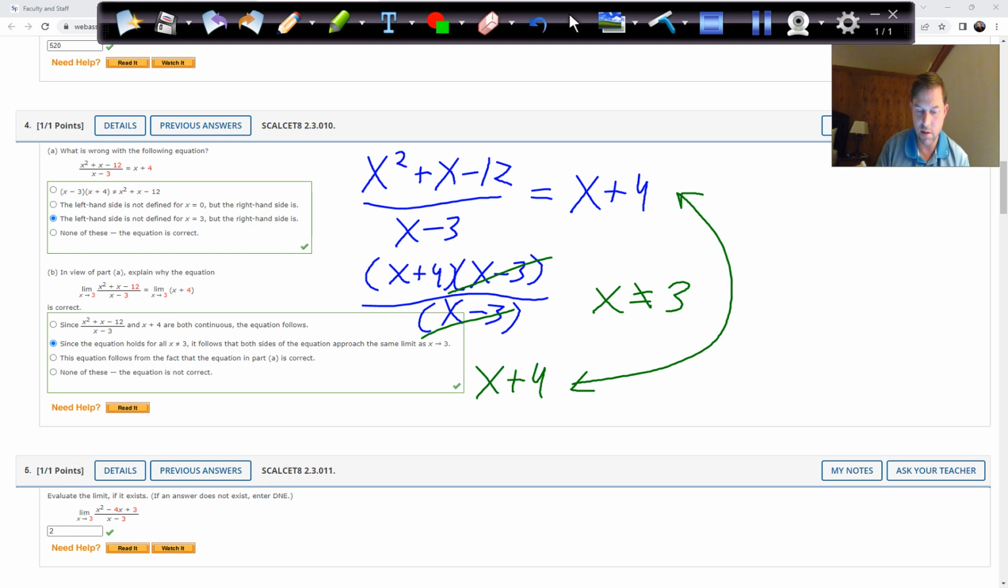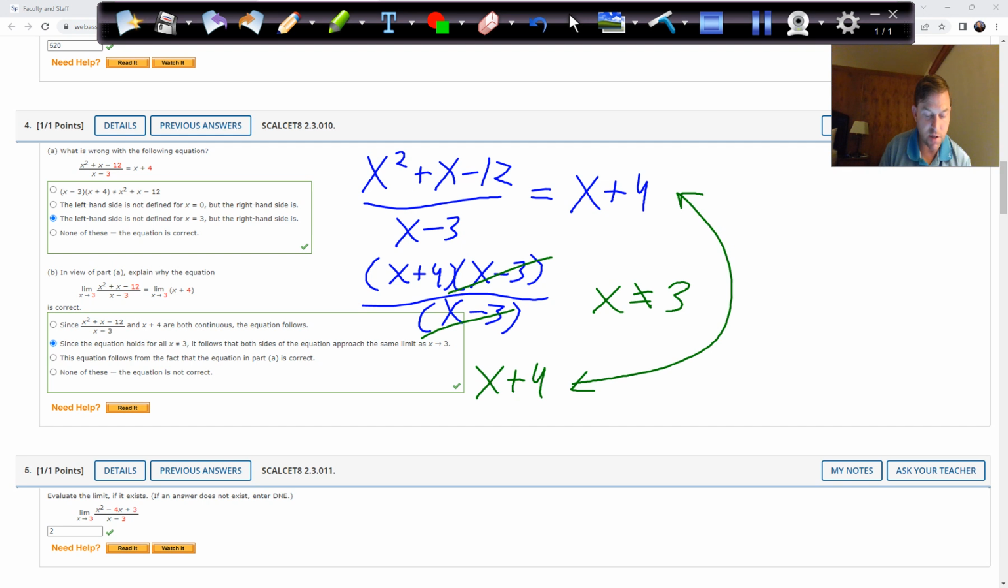Okay, let's see. For the next one, I don't think I need to show anything here. So it's the same equation. It's going to factor the same way, but now they added a limit on the right side. So these two will be equivalent because the equation holds for all x not equal to 3.